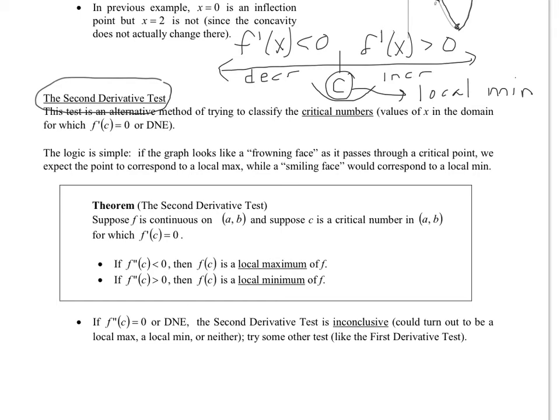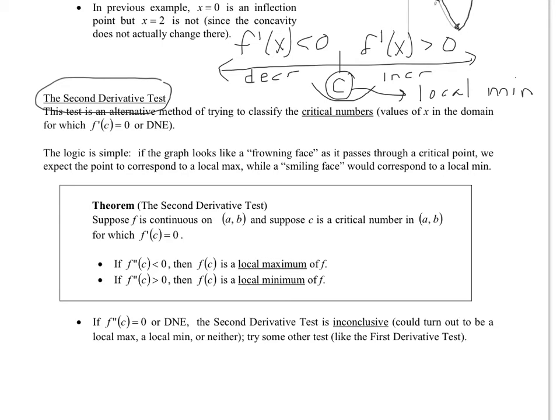If f prime is positive to the left and negative to the right, you've got a local max. And if f prime has the same sign both to the left of and to the right of that critical number, then that critical number corresponds to neither a local maximum nor a local minimum, but rather a plateau. So that was called the first derivative test for classifying the critical numbers.